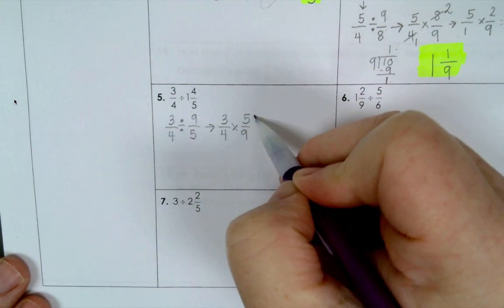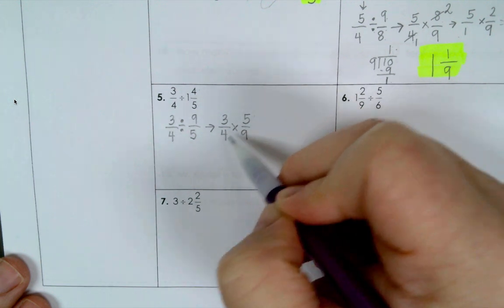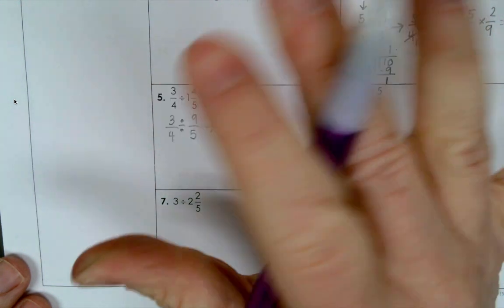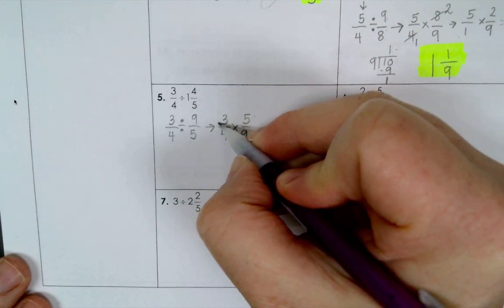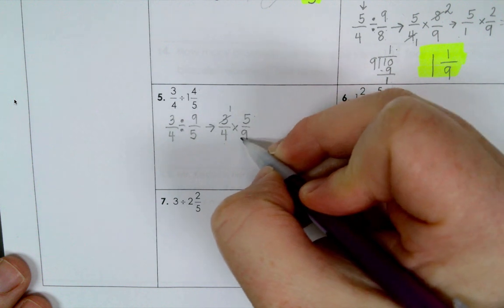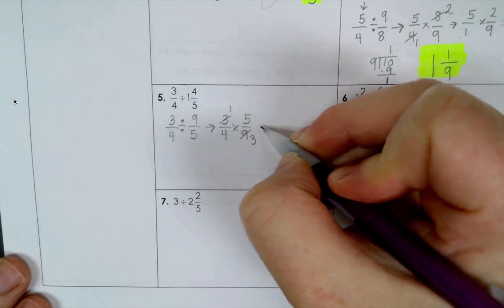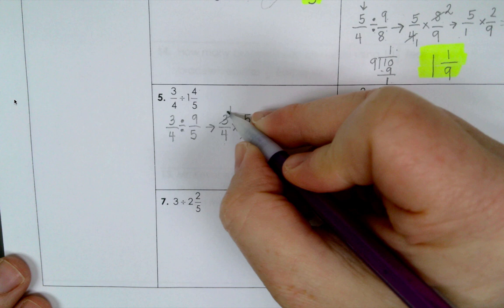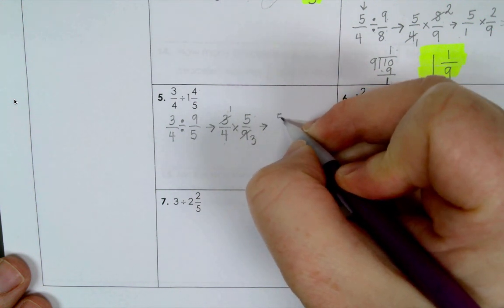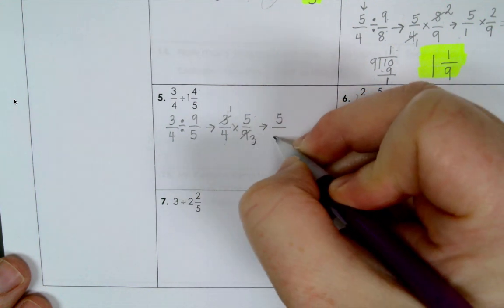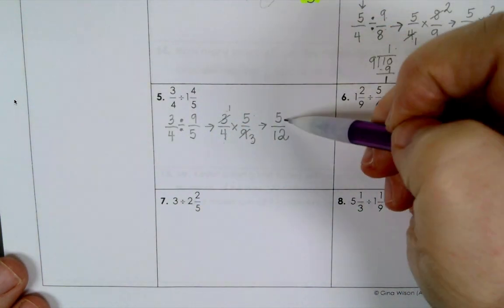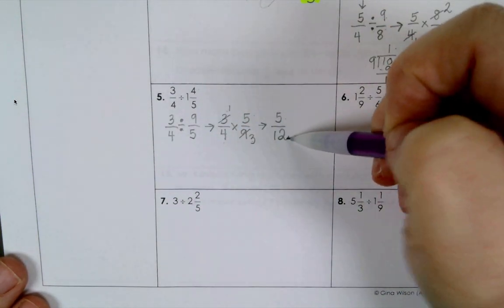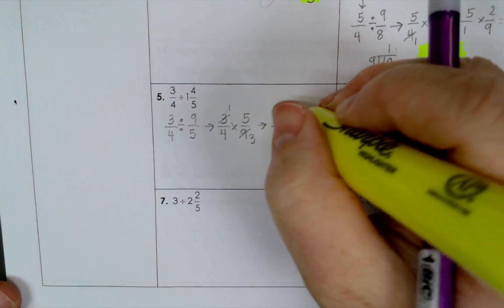So if I cross simplify, I know 5 is prime and 5 is not a factor of 4, and 4 doesn't go into 5, so that stays as it is. But my greatest common factor of 3 and 9 is 3, so 3 divided by 3 is 1, 9 divided by 3 is 3. And so now I get 1 times 5 is 5, 4 times 3 is 12. To check if this fraction is in simplest form, I ask myself, what is the greatest common factor of 5 and 12? In this case, it's 1. So that's it.